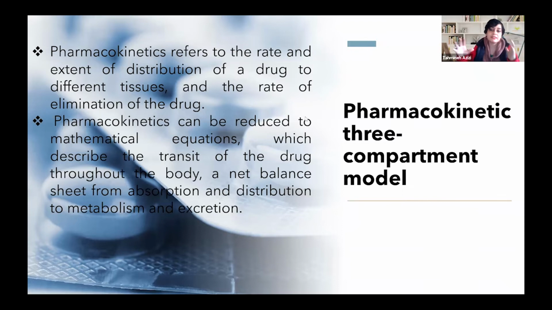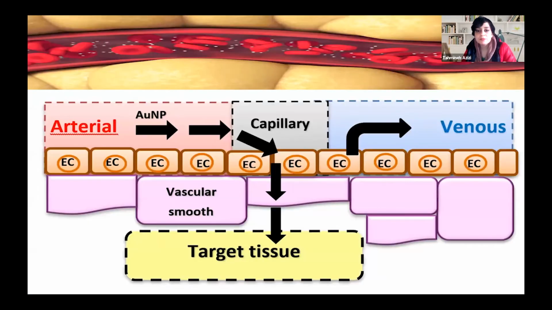They call this pharmacokinetic modeling. Sometimes they call it compartmental modeling, in different literature. Pharmacokinetics can be reduced to mathematical equations, which is what we do as mathematicians, describing the transit of a drug throughout the body. So we have absorption of the drug, and then distribution, and then metabolism and excretion. This is a very simple model. I put it here to be more understandable.